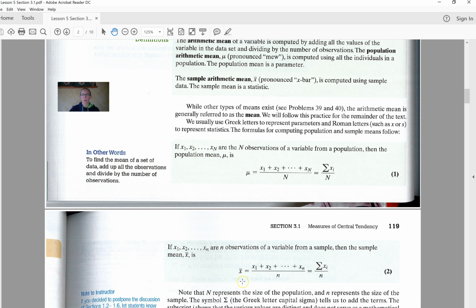Now let's take a look at the equation for the sample mean, x bar. In this formula, the numerator looks very similar to the numerator for the population, except we have a lowercase n. The lowercase n is still used to signify the total number of data values, but this time for the sample.